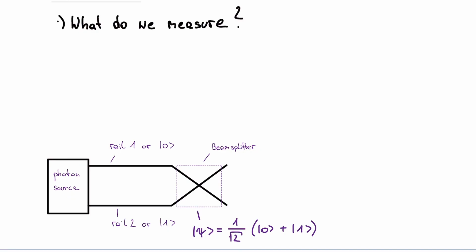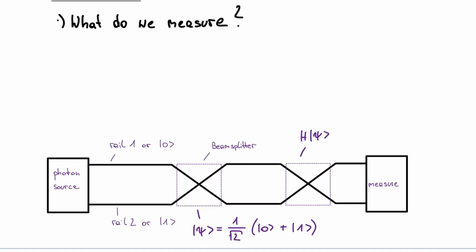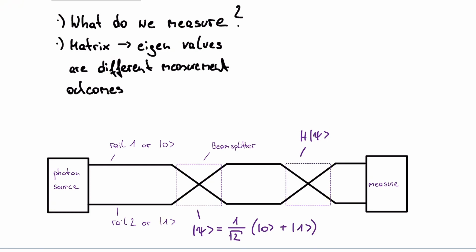Another observable could be the phase between the two paths. In photonics, we could realize that by adding a second beam splitter and then again detecting which rail the photon ends up in. That way, the interference tells us something about the relative phase. That too is an observable. From the mathematical perspective, an observable is a matrix, and the eigenvalues of this matrix are the possible measurement outcomes. I won't go deeper into the mathematics here, but that's the essential point we need.